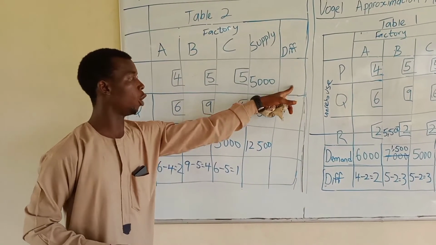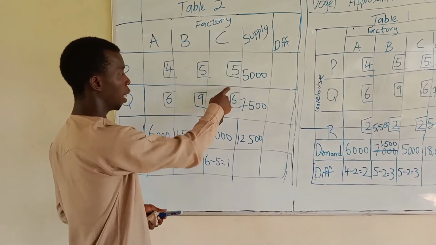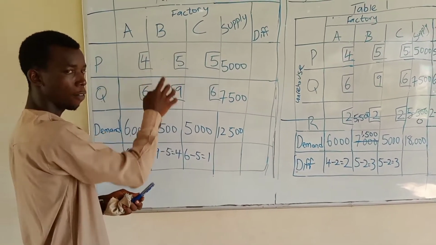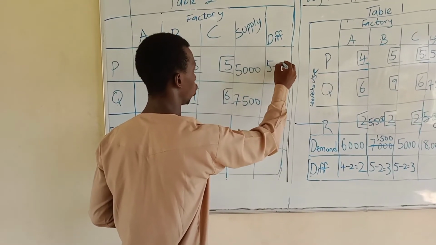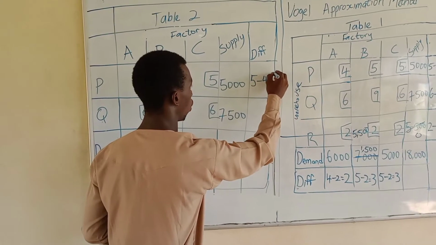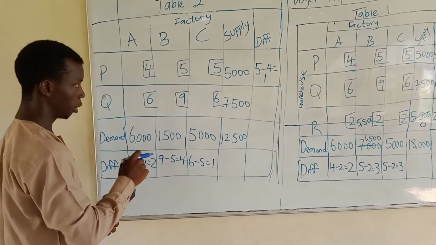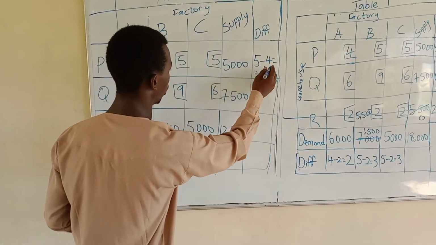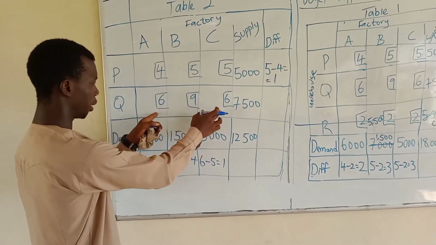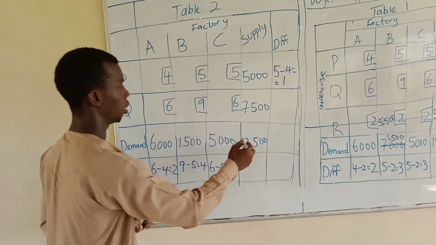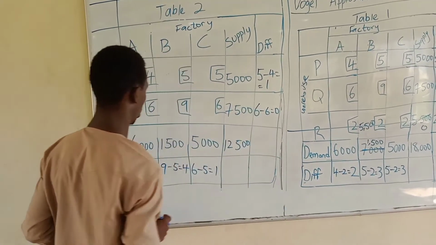Then we will move to the rows and look at the difference also. We have 4, 5 and 5. The two lowest are 4 and 5. So it will be 5 minus 4 equals 1. Take note, please. Equals 1. So we have 6, 9, and 6. The two lowest cost units are 6 and 6. 6 minus 6 equals 0.